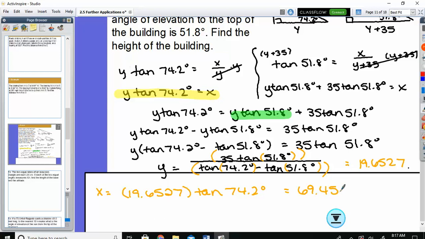How many significant digits do we have in this problem? 3. So we would call it 69.5 feet.